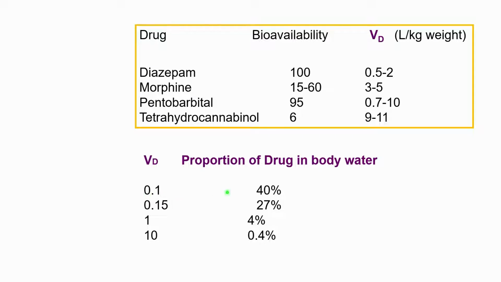A very simple rule: if your distribution volume is a small number, 0.1, 40% of drug is in water. Still 60% is out. If distribution volume is 1, only 4% is in water. If, like in THC, you have distribution volume of 10, a fraction of 1% of drug is in plasma and in water.